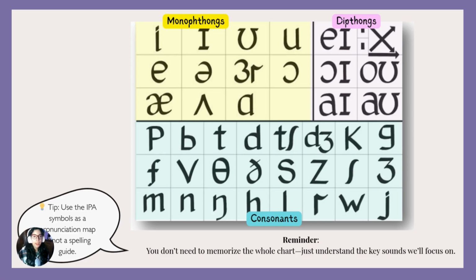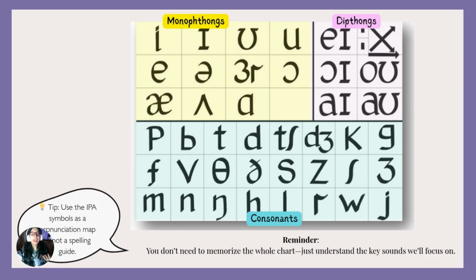In the yellow part, we have vowel sounds. It's important to understand that this is a pronunciation map. It's not about spelling, this is about sounds. These are sounds, not words, not letters. So in the yellow section, we have the vowel sounds.